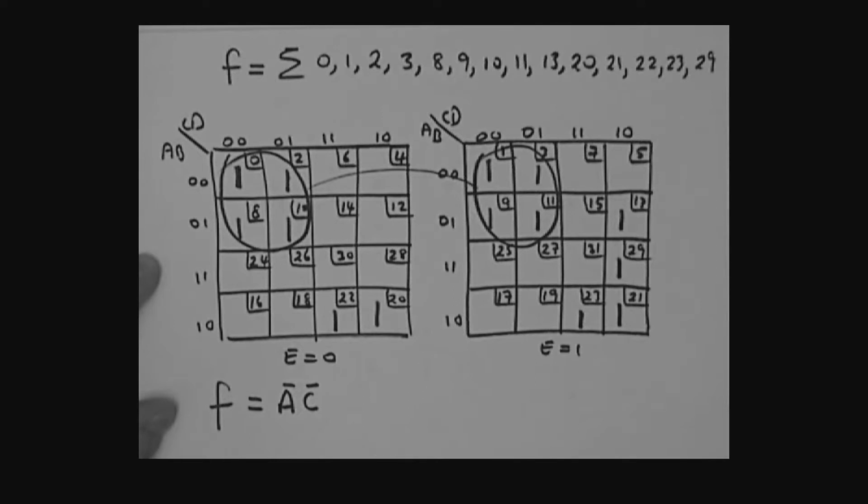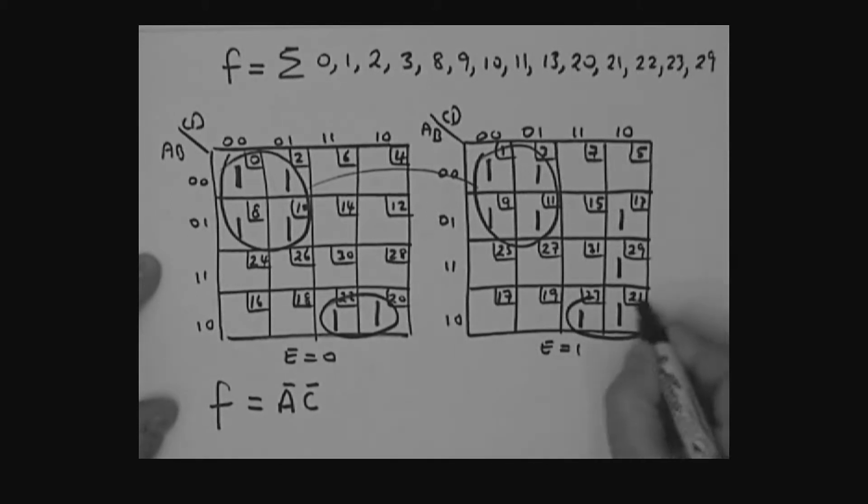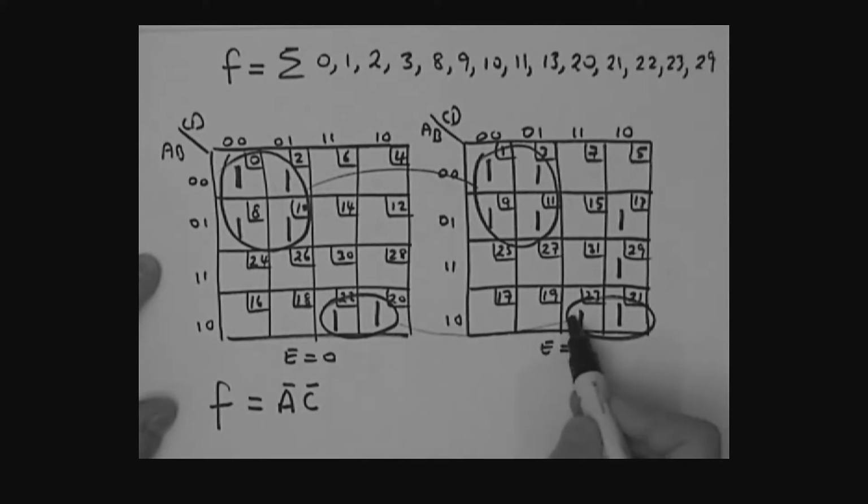Well, let's have a look here. Clearly those two will group together. I can't group these. Yeah, those two are on this map, and they're on this map as well. So sure, I can get this grouping here, and I can get it with this grouping right over here. Since they're on both maps, I eliminate the E variable.